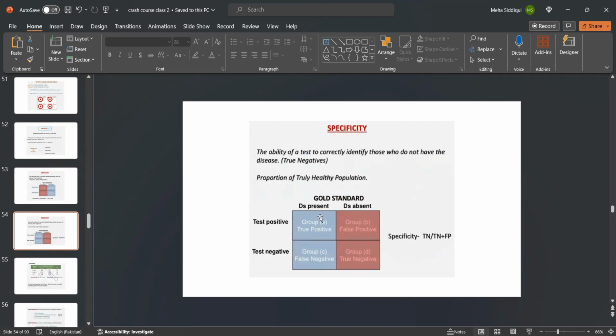That is, it identifies true negatives. And the method of calculating specificity is that we put true negatives as numerator, and then we put all the negatives, true negatives as well as false positives, as denominator. This is how we calculate specificity.